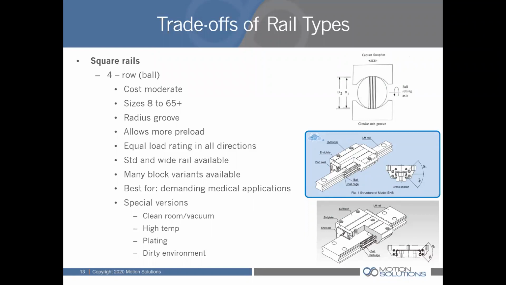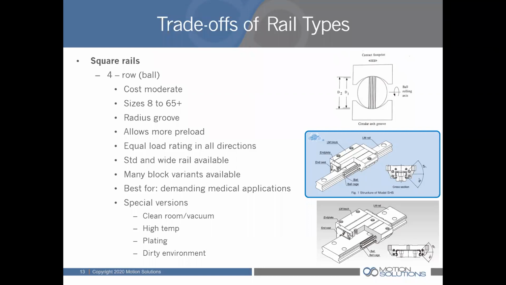There are block variants available that have different contact angles, but in general, we'll normally stick with the 45-degree contact angle, because they can take equal load rating in all directions. It makes calculating the loads on the bearings and the life of the bearing more simple. And you don't have to worry, the bearing can be used in any orientation.